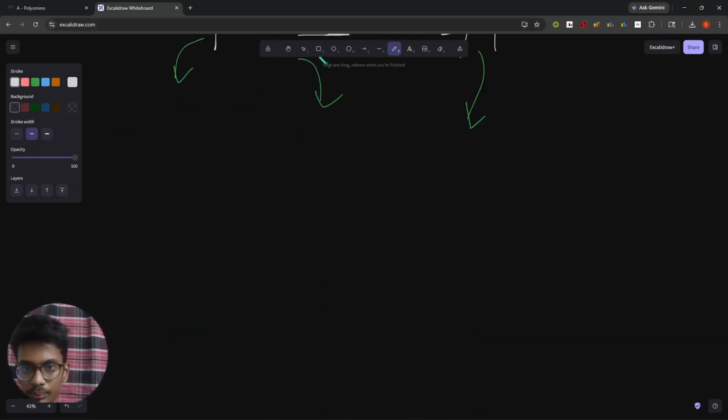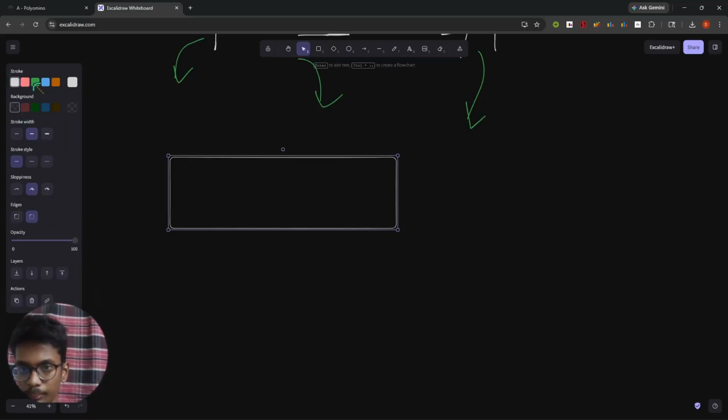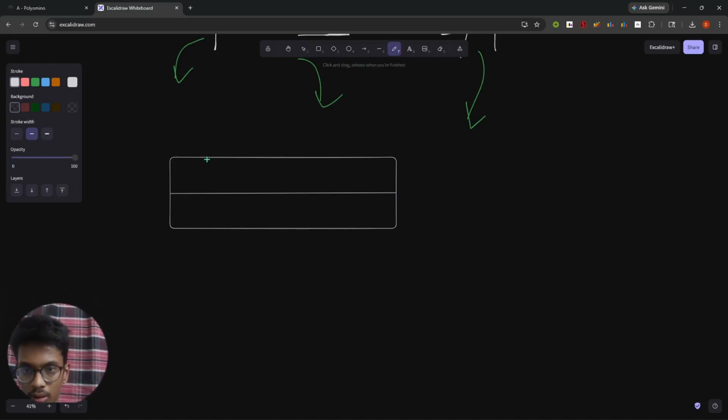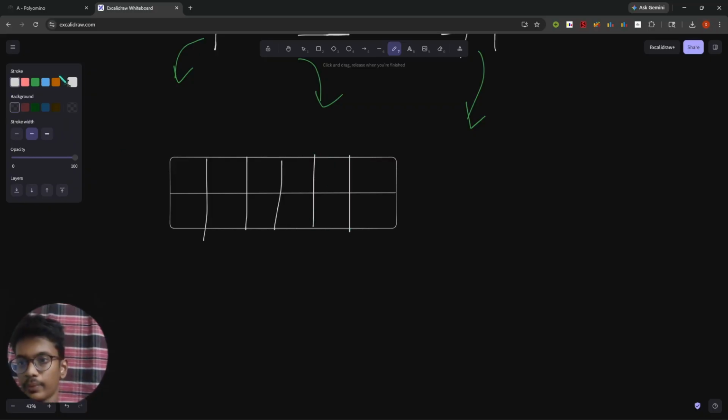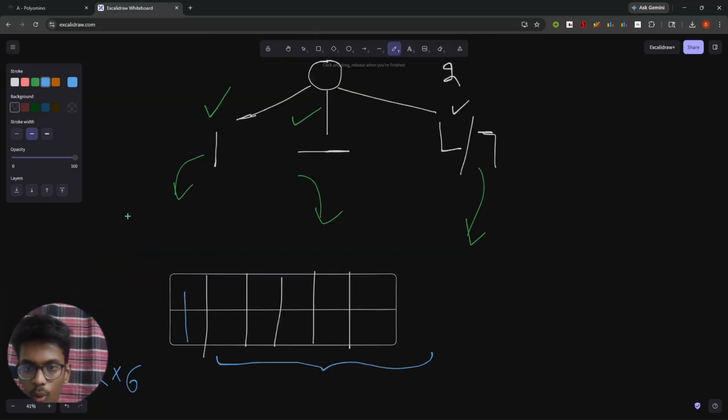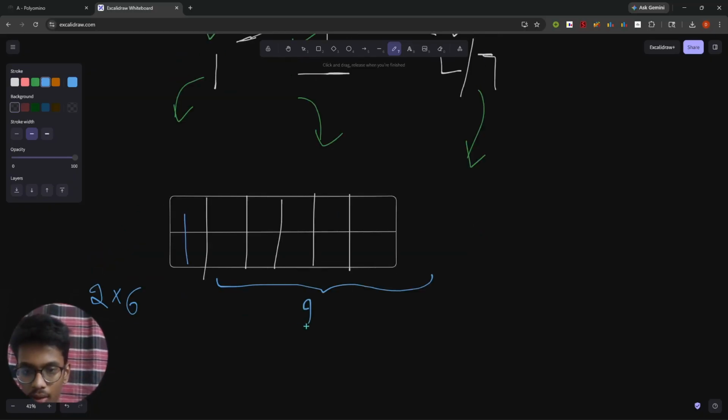So when you have a grid like this, let's once again draw a 2 cross 6 grid. So 1, 2, 3, 4, 5, 6. Initially it's a 2 cross 6, isn't it? When you're placing a vertical one, what is this becoming? What state is it pushing to? It's pushing you to a state where you're having a 2 cross 5 grid.